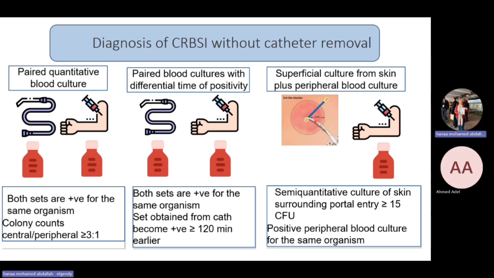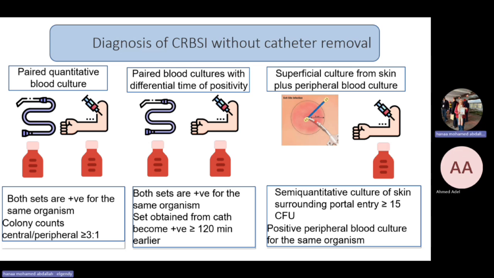If we find that the colony count in the sample of blood taken from the central line is more than 3 to 1 compared to the peripheral colony count, we are sure that the infection is from the catheter. Or we take paired blood cultures with different time to positivity.